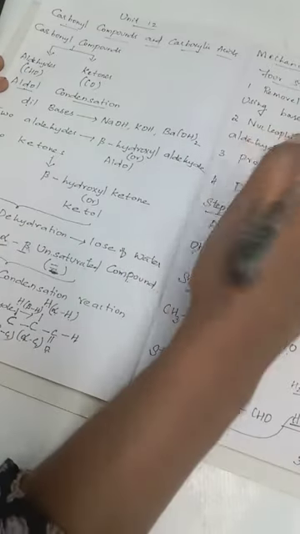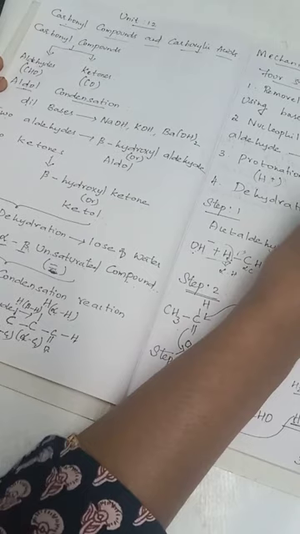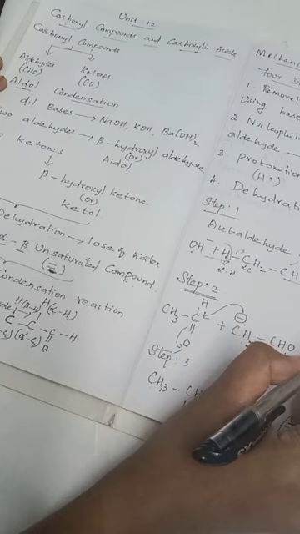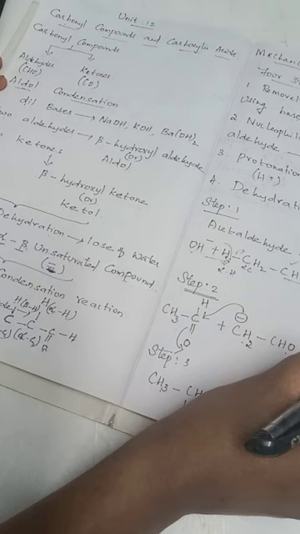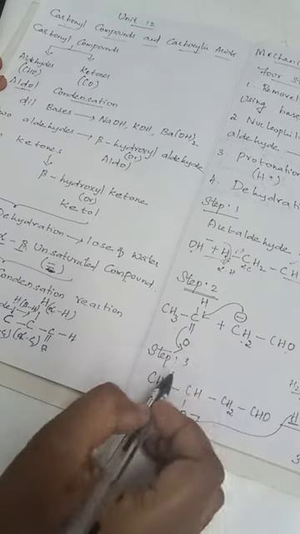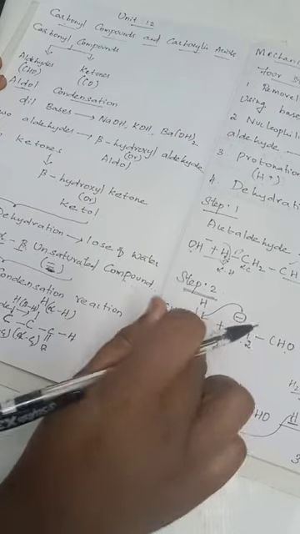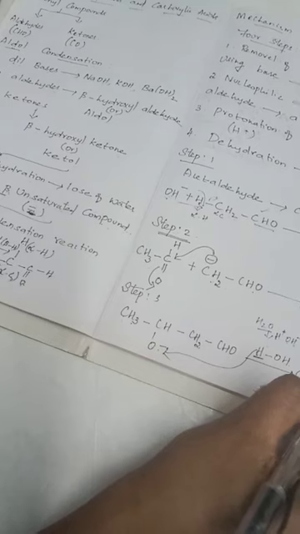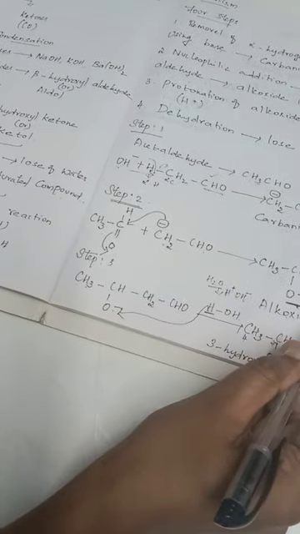Once again I will repeat, the mechanism occurs by 4 steps. First step, removal of an alpha hydrogen atom from one aldehyde by using one base. We will get the product as a carbanion. Then second step, this carbanion is also called a nucleophile. So this nucleophile attacks another aldehyde, and we will get the product as what? Alkoxide ion. In the third step, in this alkoxide ion, we are adding one proton. That step is called protonation of the alkoxide ion, right?